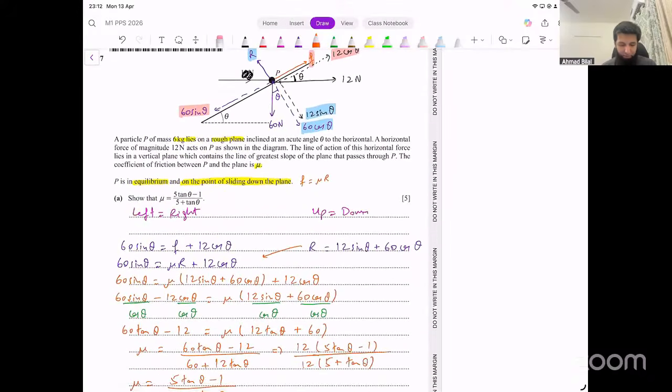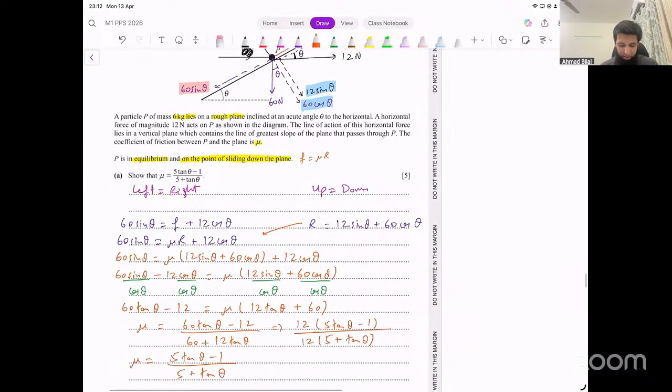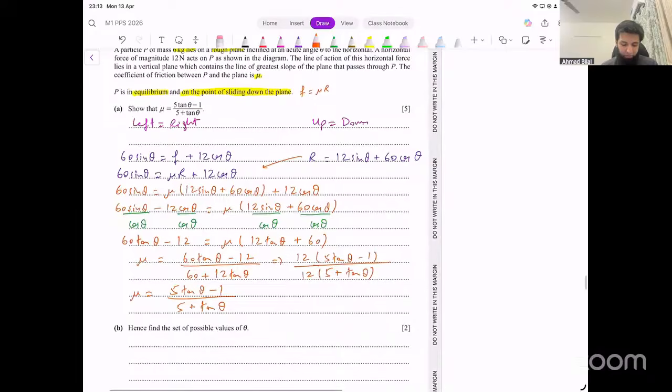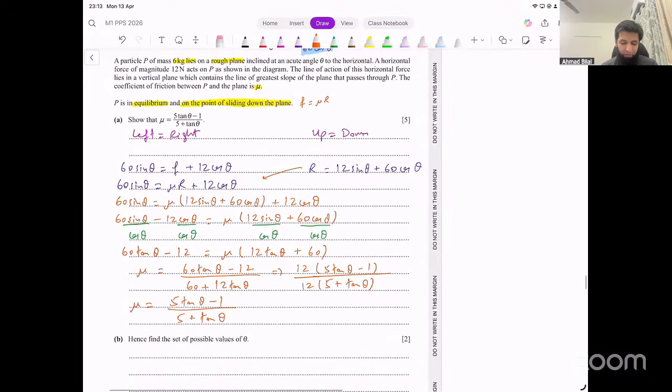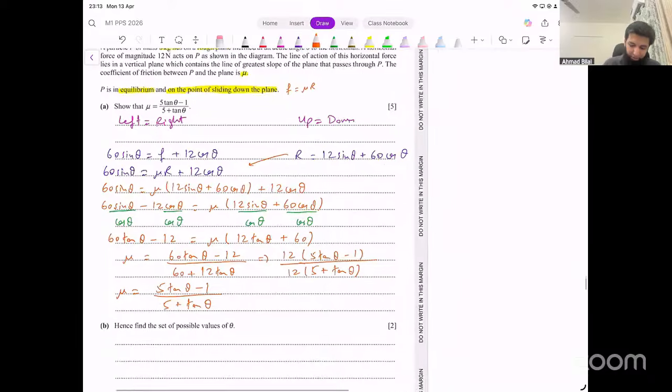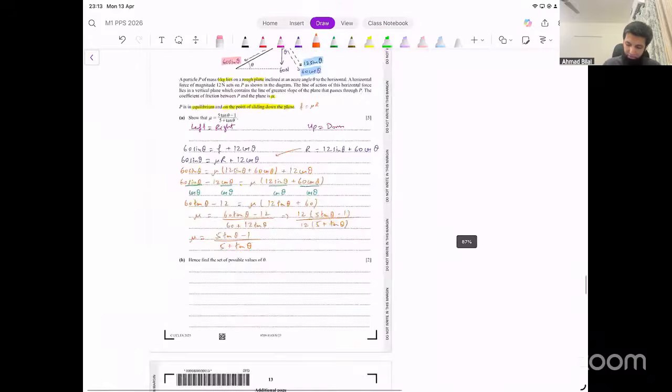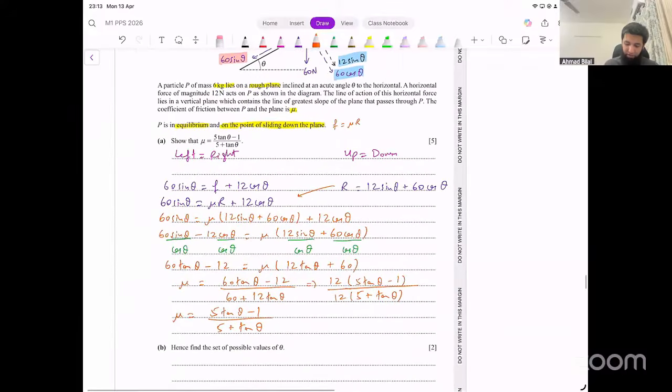Do they have any information here? Particle P of mass, this. Which hence means we have to use the previous part somehow. In the previous part, we have proved that mu is equal to (5 tan theta minus 1) divided by (5 plus tan theta). Set of possible values of theta, so we need some kind of an inequality.